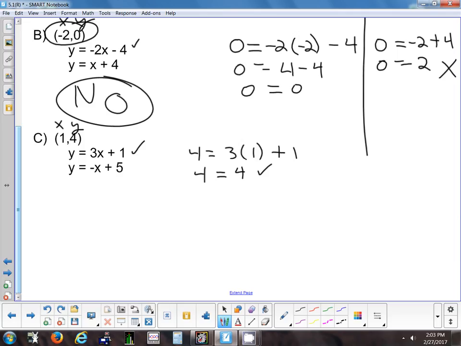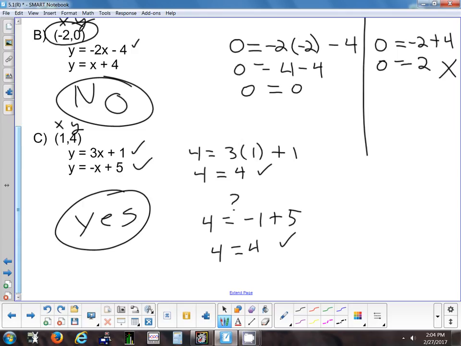Okay, so Ashley, can you tell me how I set it up for my bottom equation? Plus 5. So the question, what is negative 1 plus 5? Yep, that gives me 4. So did that point work in the bottom one? Yes, it did. So the answer here is yes.